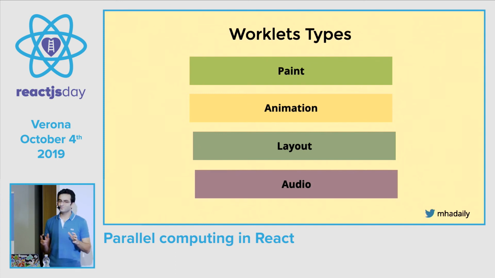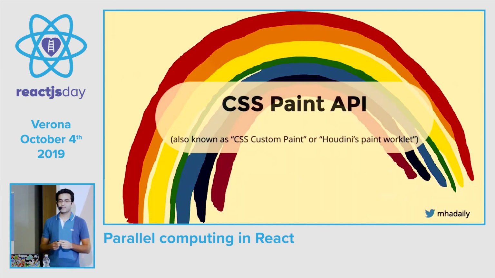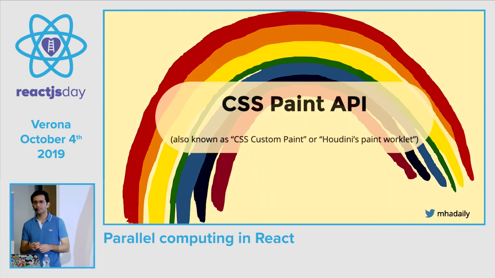Like I said, there is not good support for all of them in different browsers. You can try them mostly in Chrome, but one of them has better support, and we're going to actually talk about it because you may want to use it now. CSS Paint API, or you may have heard about it as Houdini's Paint Worklet, or CSS Custom Paint. These are different names that you usually hear.